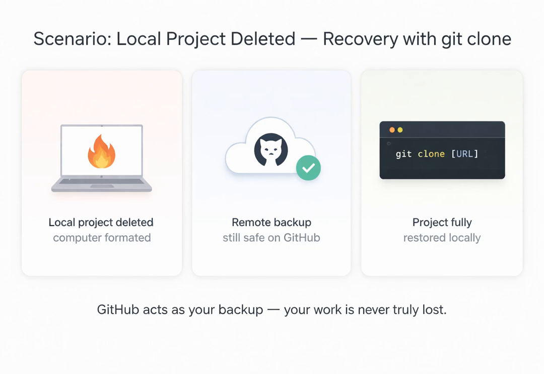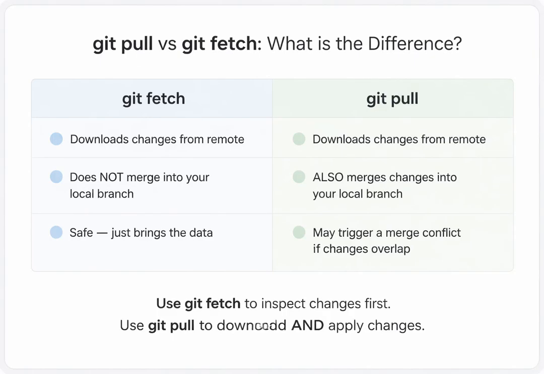This is one of the most powerful benefits of using a remote repository. GitHub effectively acts as your backup system. There are actually 2 commands that bring changes from the remote server to your local machine, git fetch and git pull, and they behave differently in an important way.